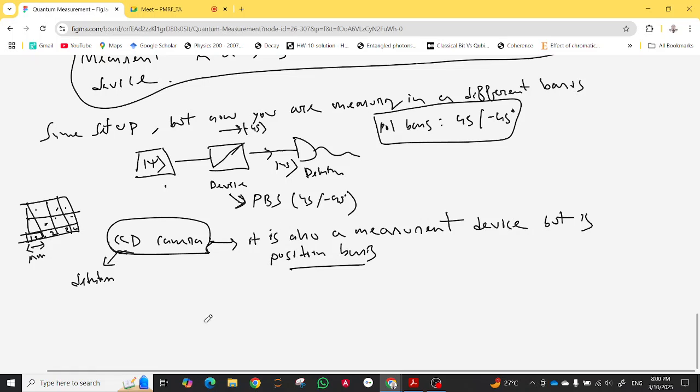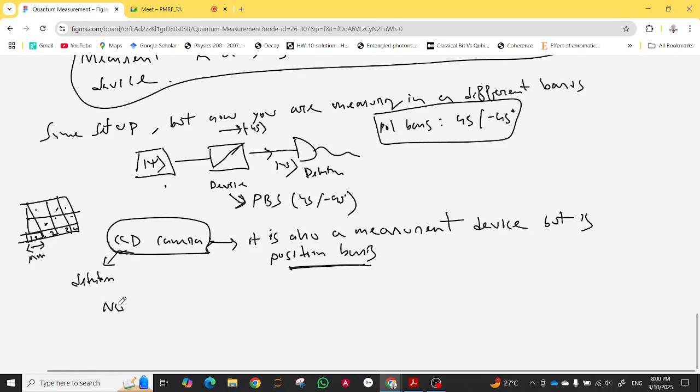Now you want to measure the momentum of the photon. What will you do? You will not use a CCD. Will you use a polarization beam splitter? You will not. So you need some different device, right? As you change the basis, in position basis you are using a CCD. In momentum basis, what will you use?